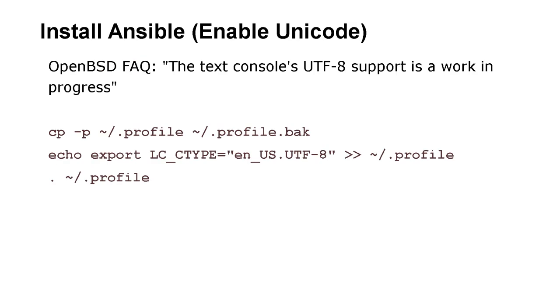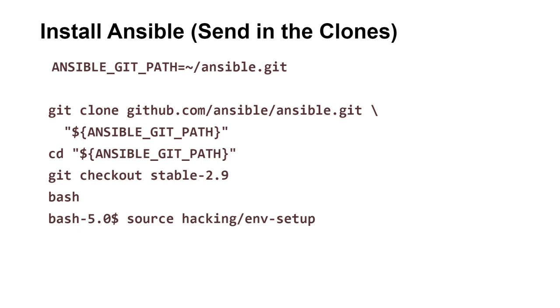You need to make sure you're using the right environment variable here, and since I'm an English speaker, I put en_US.UTF-8 into my profile. This is my public domain Korn shell profile, by the way, but if you want to use Bash as your default shell and set this in Bash instead, that's fine too. I define a path where I want to put Ansible in my home directory, and then I clone it from the GitHub repo. I check out the latest stable branch, here it's stable-2.9, and from a Bash prompt, I run source hacking/env-setup. And now my Ansible setup is ready to rock.